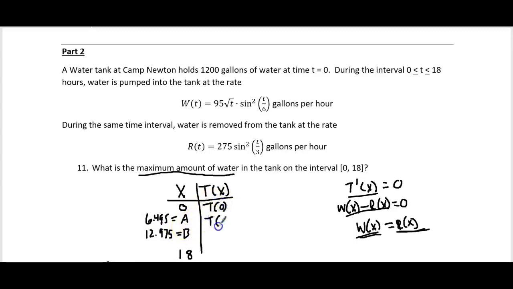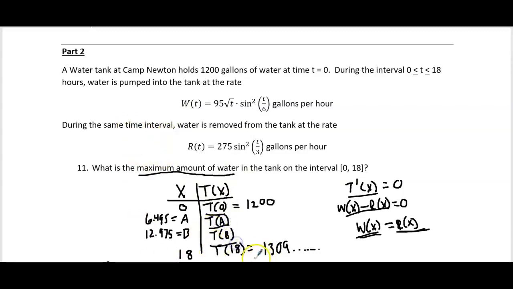All right, so now we need to find T of 0, T of A, T of B, and T of 18. Now, I'm pretty sure we already found T of 18 in an earlier question. I believe it was like 1309 point something. I think it was the answer to the second question of part 2. You can go back and take a look at that. T of 0 is the starting amount. That's 1200. And you guys will find a lot of times on AP exams that they will ask these types of questions in such a way that the answers to some of these you've already done because they want to save you some time. Believe it or not, sometimes they're nice.